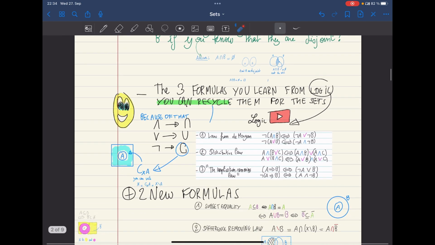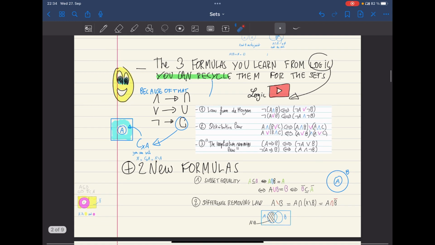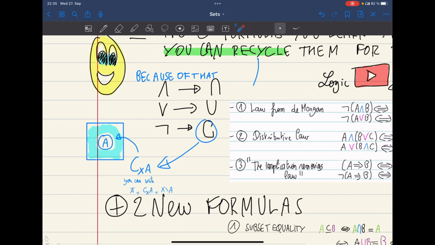Now I have good news for you, and the good news is you can recycle the formulas you learned from logic and use them for sets. Yesterday we saw three formulas: the law of De Morgan, the distributive law, and the absorption law. If you don't remember them, watch the video on logic again. How is it that we can use these formulas for sets? Because these symbols are the same.